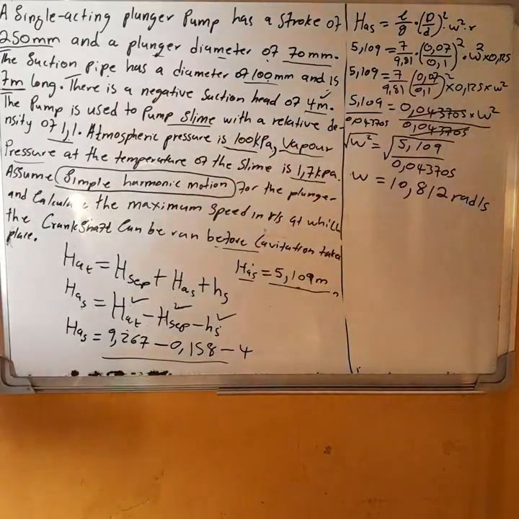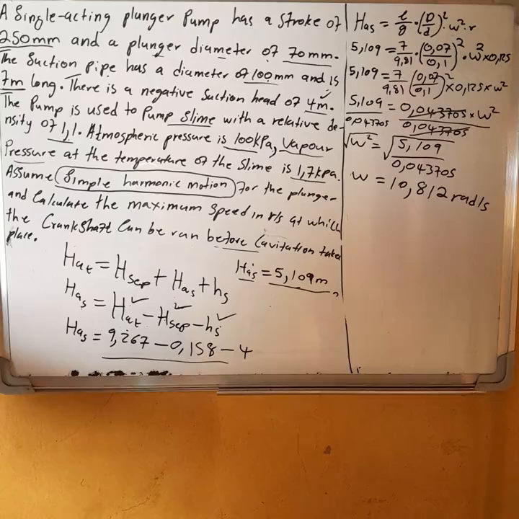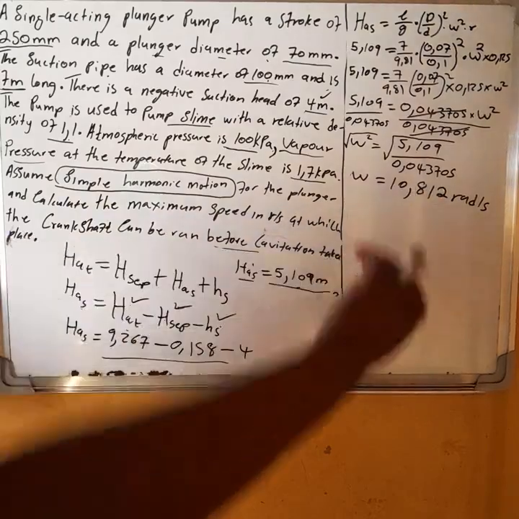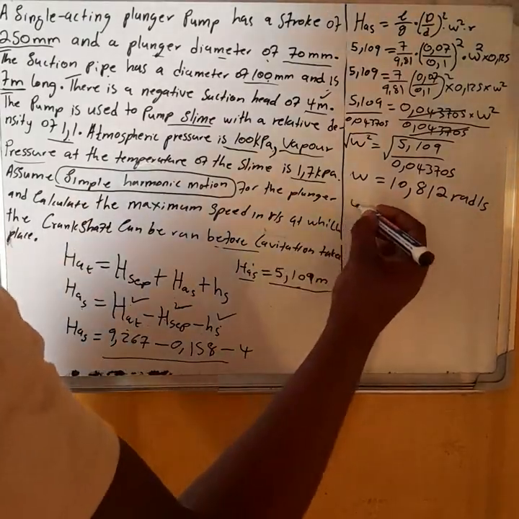Let me punch this and check that I did not make any mistake there. 0.07 over 0.1, all squared, after you multiply this by 0.125, then I get 0.04375. Yes, it is correct. Then we know this omega is equal to 2 pi n.